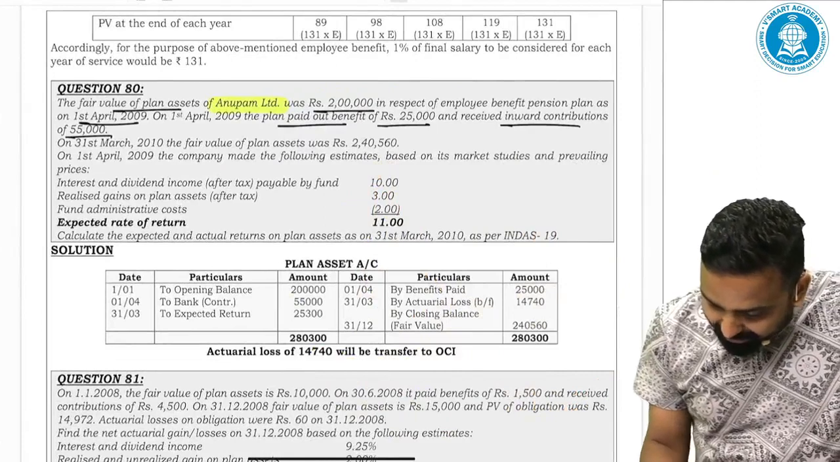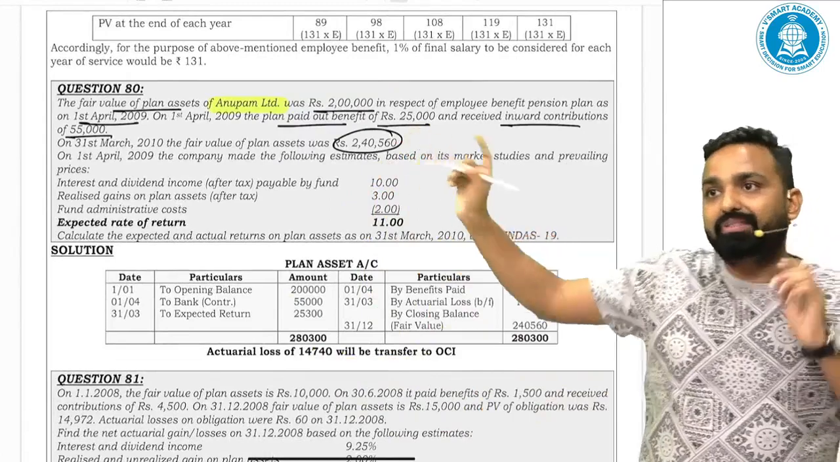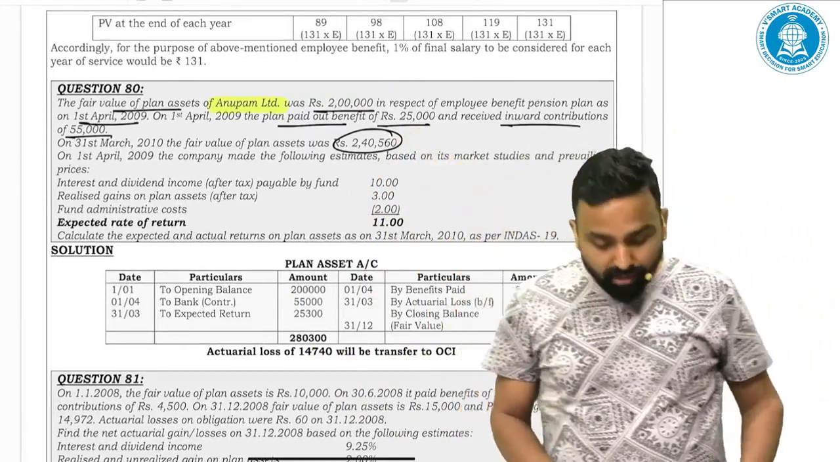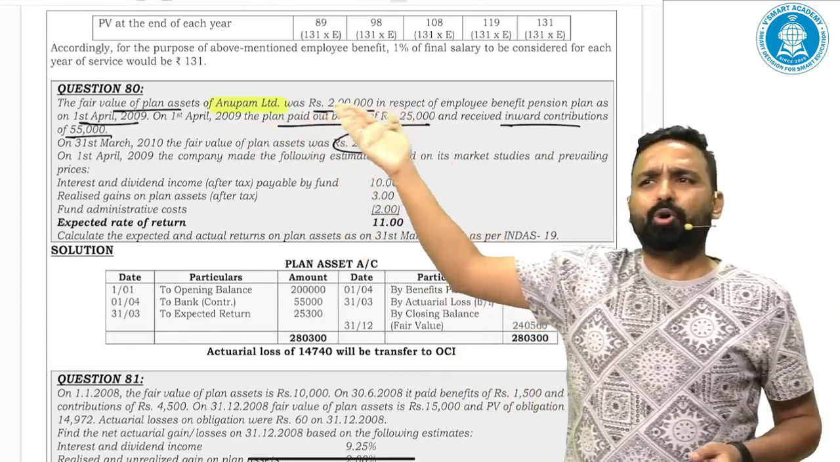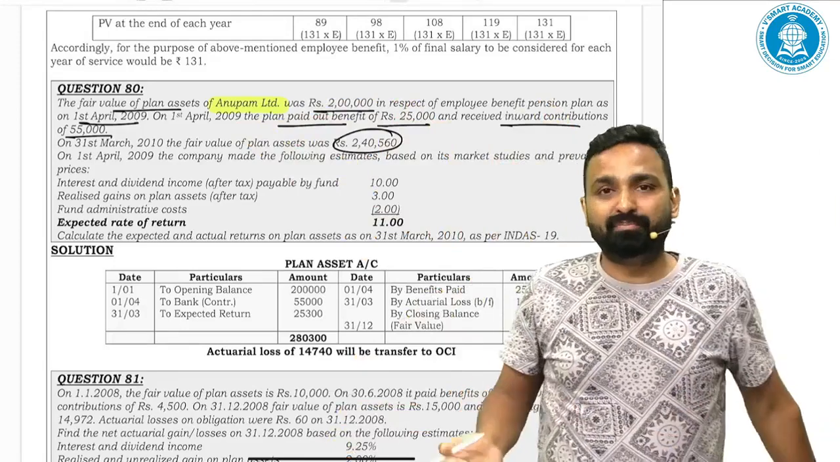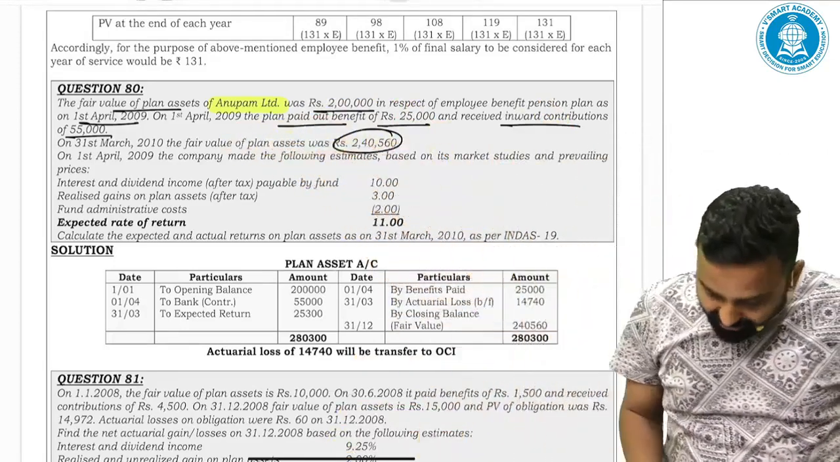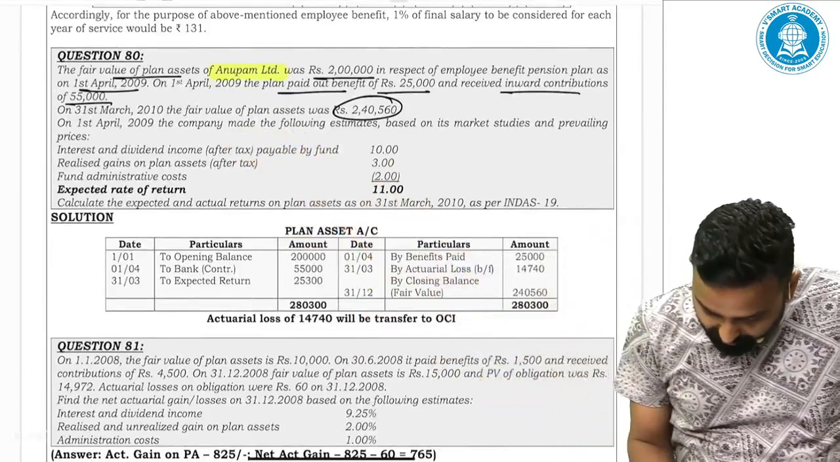On 31st March 10, the fair value of the plan asset was 2,40,560. So this is the fair value of the plan asset closing balance. So now, opening balance is given, closing balance is given, the portion is sold, the portion is invested. Okay, what about the finance income? The income on plan asset. So the income on plan asset, we have to calculate by these percentages.